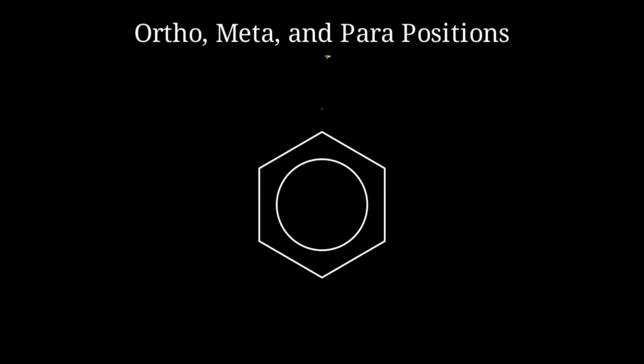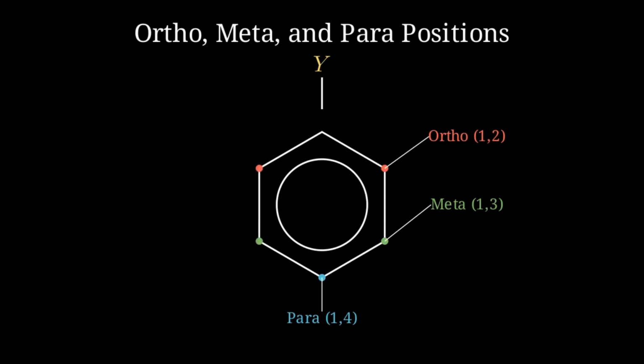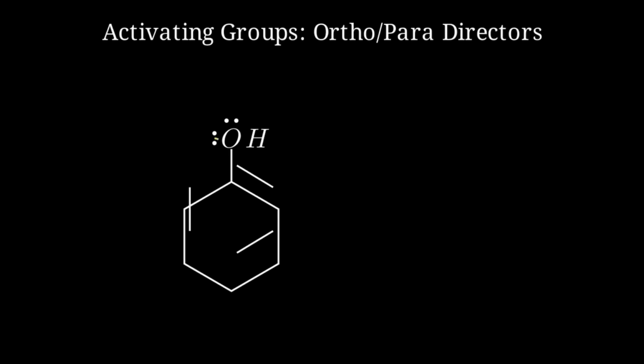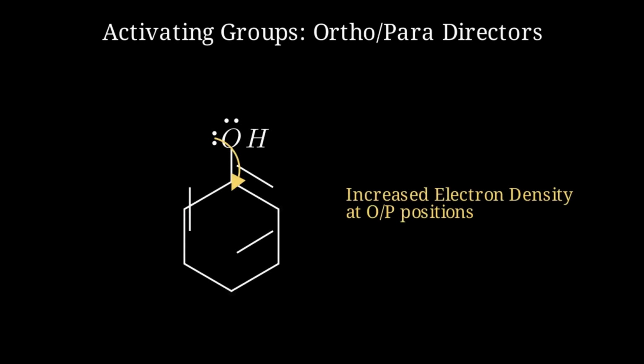When a second group is added, it can land in three distinct positions relative to the first. The existing group acts as a director, funneling the incoming electrophile to specific locations based on electronic stability. Activating groups, like the hydroxyl group in phenol, donate electron density into the ring via resonance.